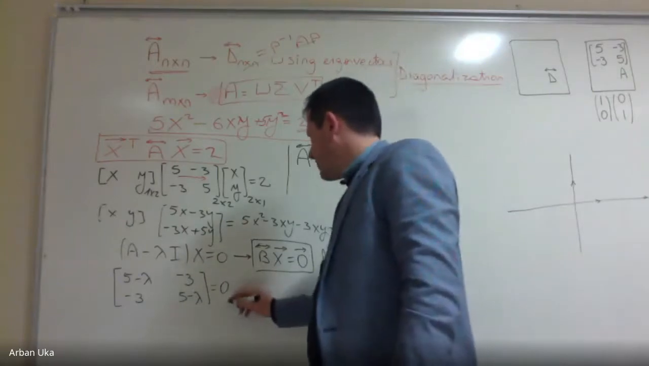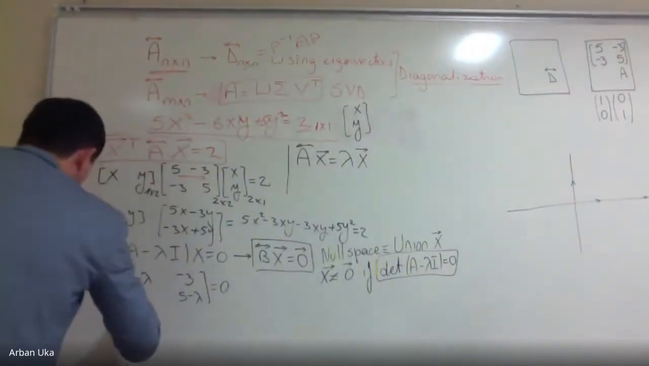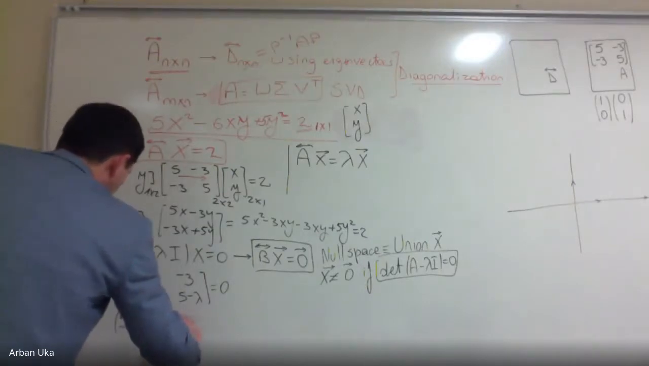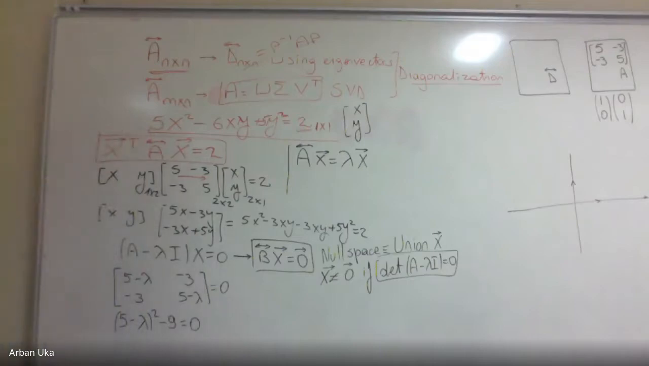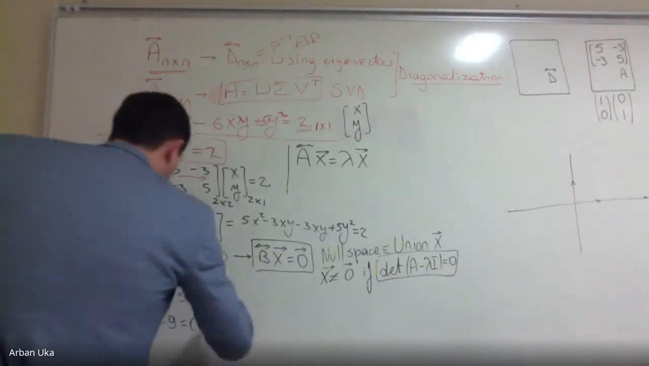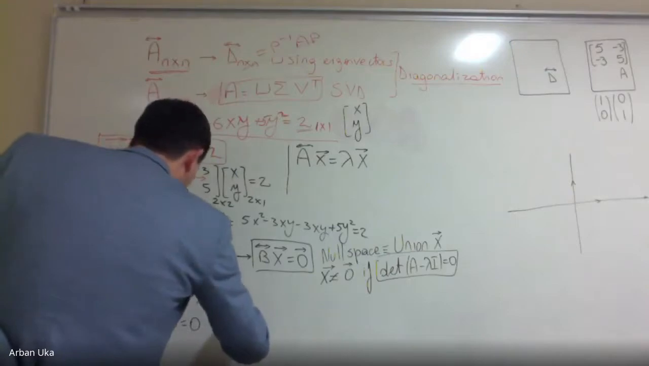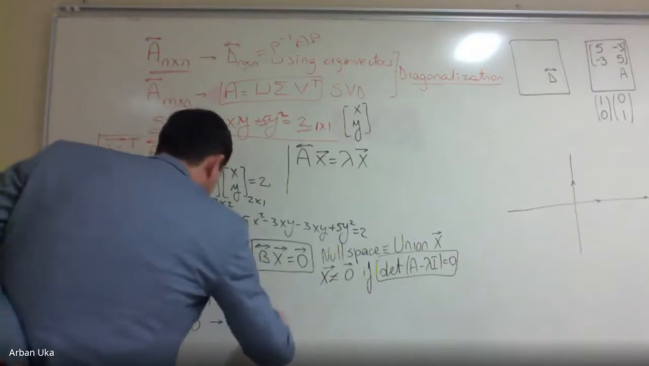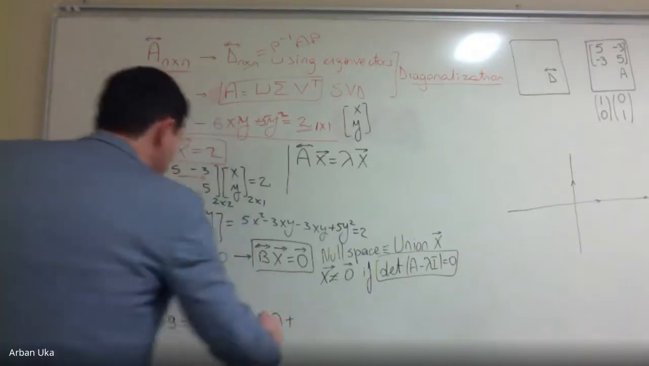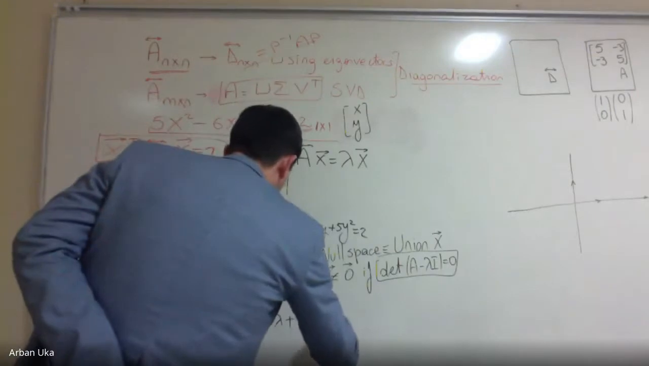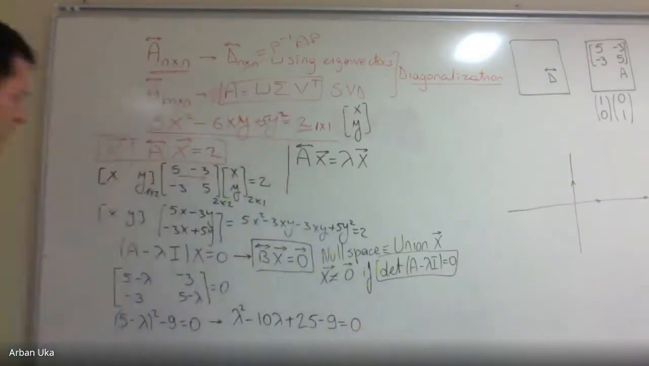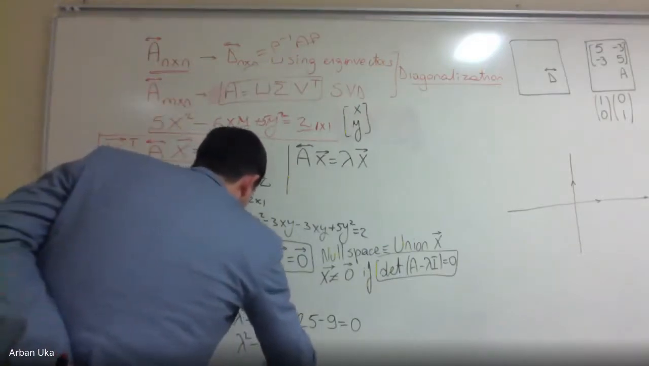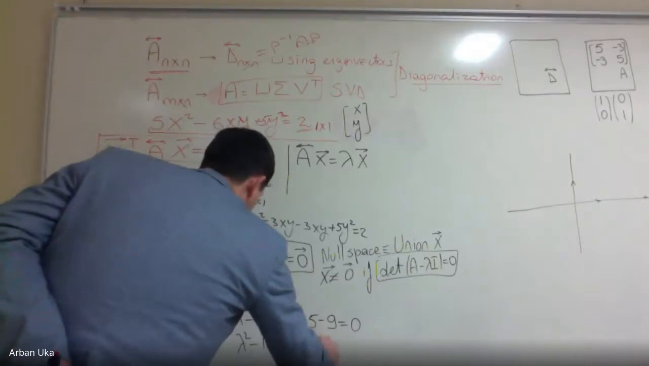This is going to be 5 minus lambda squared minus 9, equal to 0. So we expect two different solutions for lambda, and from here we obtain lambda squared minus 10 lambda plus 25 minus 9, equal to 0. So then we get lambda squared minus 10 lambda plus 16, equal to 0.